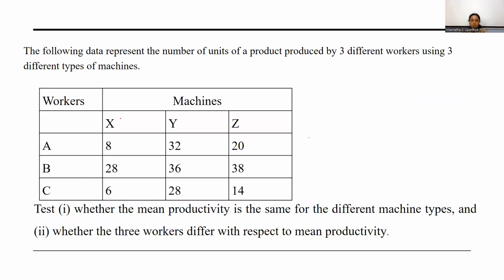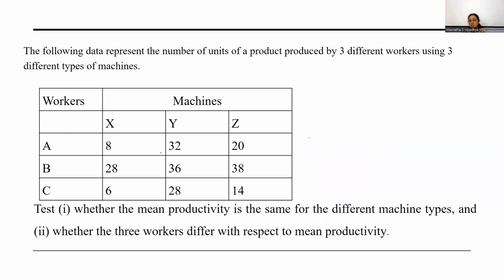So why I'm subtracting 30 is, if we square this data, see here we have got 28 and 36, 32, and then 38, 28. So these are two-digit numbers, which are a little bit bigger. And then when we go for squaring this data, sometimes we may make mistakes. So in order to simplify our calculations, we shall subtract 30 from each data.